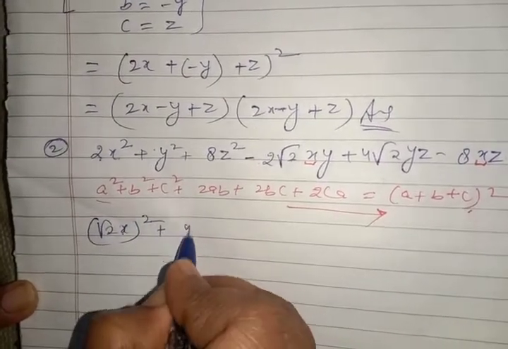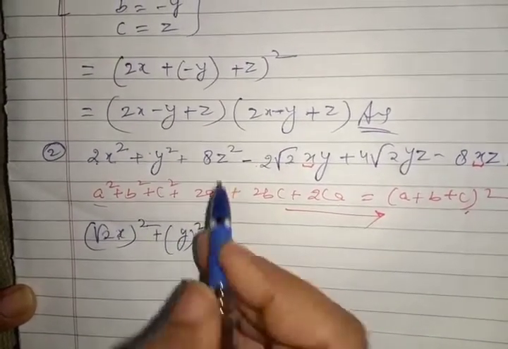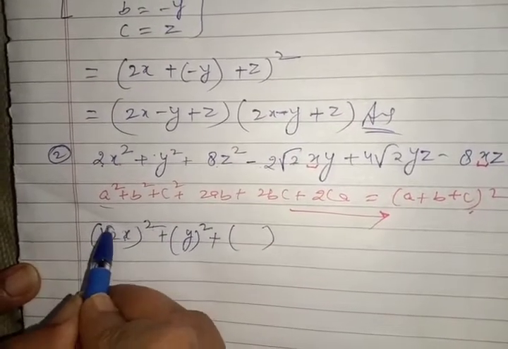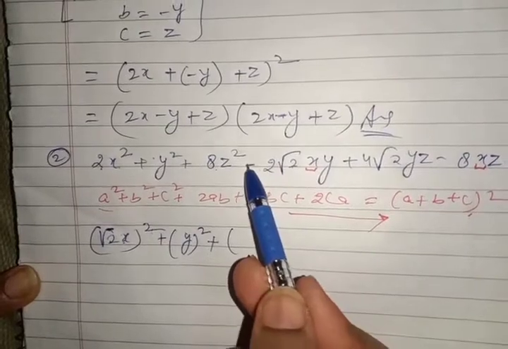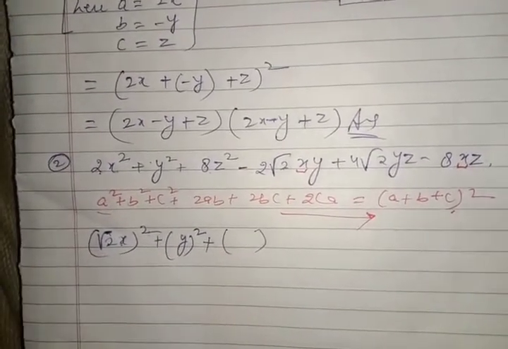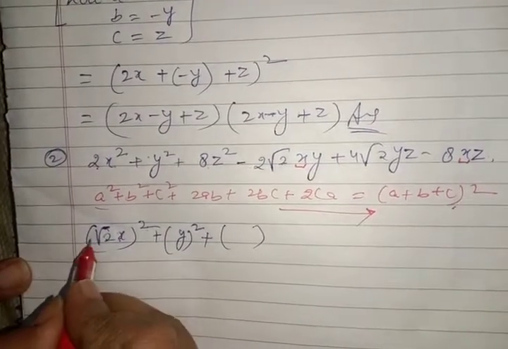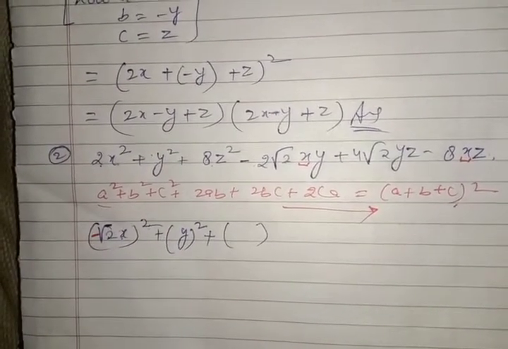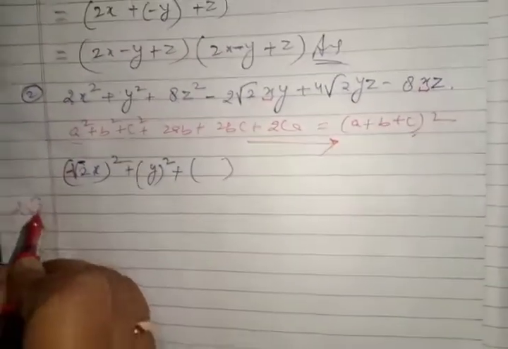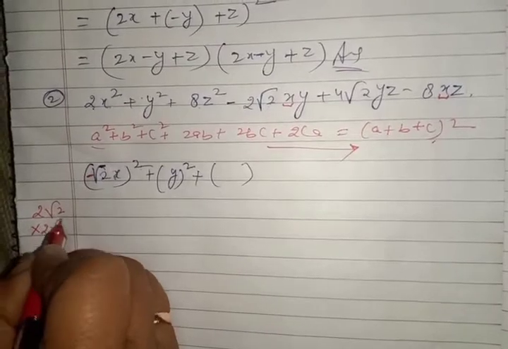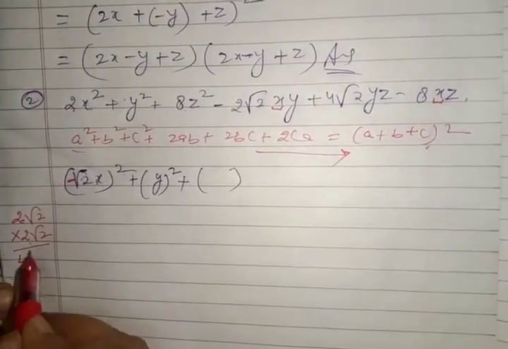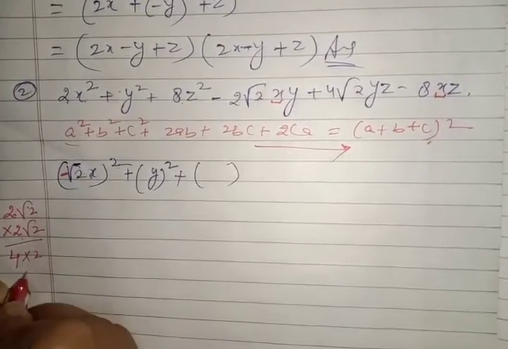Next term is y bracket square. 8, we don't know how to write 8. Just now I told you this minus is with x term. So put minus here with this x term. This is minus root 2x and y. 8 can be written as 2 root 2 multiplied by 2 root 2. This part will be multiplied together. 2 squared is 4 and root 2 squared is 2. So it will become 8.